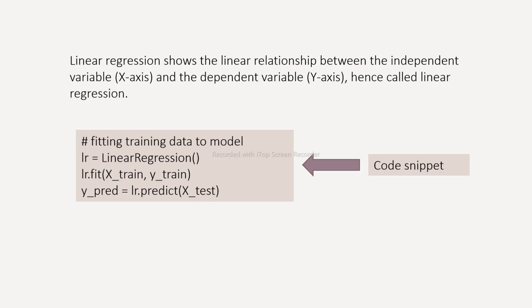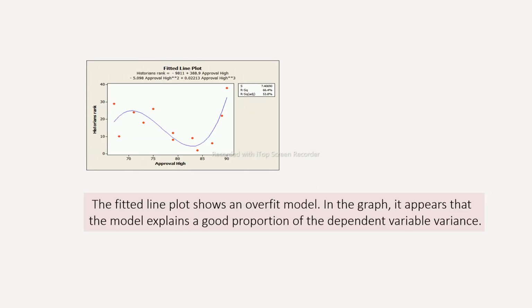Introduction: L2 Regularization. Linear regression shows the linear relationship between the independent variable and the dependent variable. Here is the code snippet of the linear regression. The fitted line plot shows an overfit model. In the graph, it appears the model explains a good proportion of the dependent variable variance.